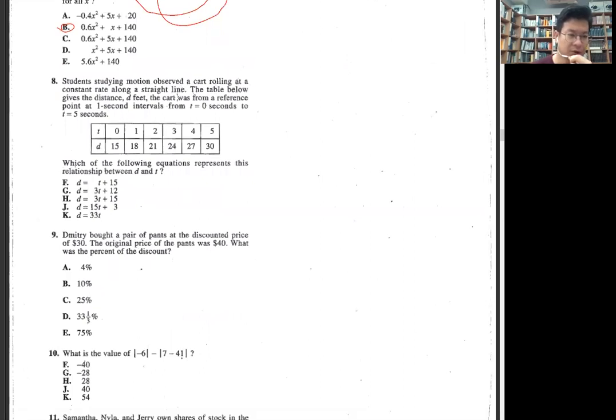Motion observed, a cart rolling at a constant rate, looking at the table that gives distance. 1 second interval. So when you put 0, it has to be 15. So every 1 you put, 3 is increasing. So h.